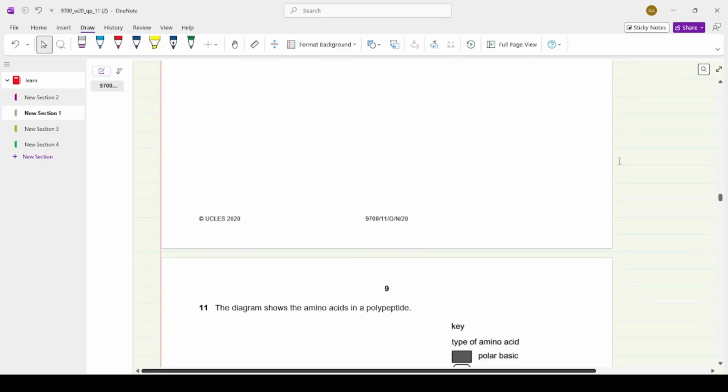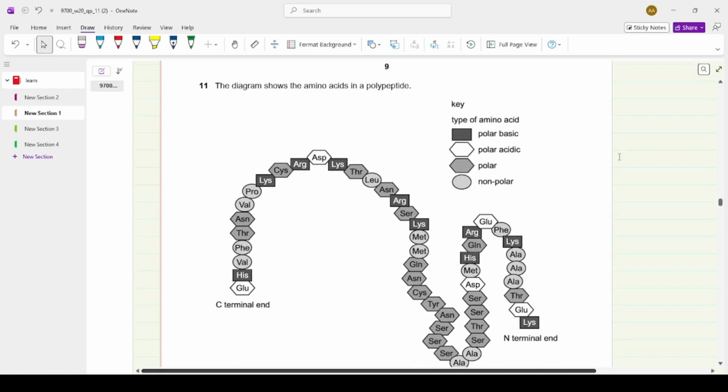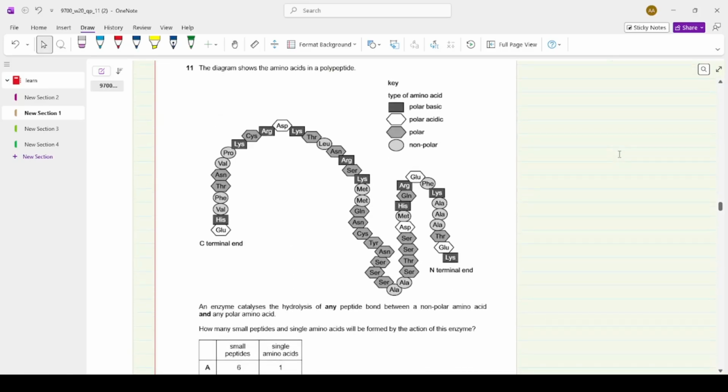Moving forward to number 11, the diagram shows the amino acids in a polypeptide. So these are amino acids like glutamine, histidine, valine, phenylalanine, etc. And then they are giving you a key saying those which are polar, this is a key, and also those which are non-polar, they are basically circular. So they could be polar basic, polar acidic, or just polar. And then we also have non-polar, which are just circular.